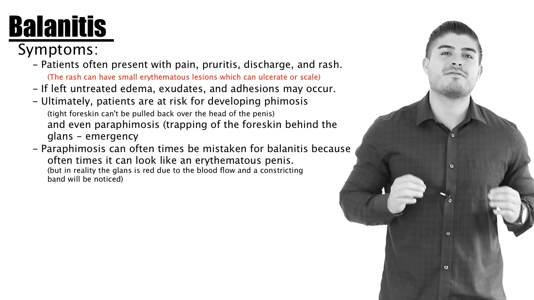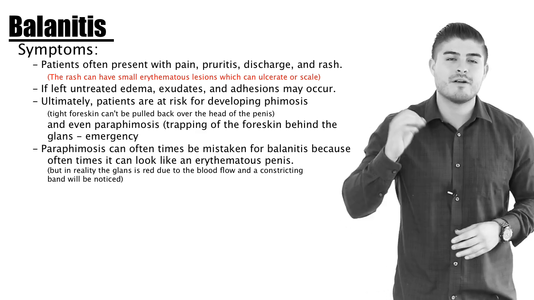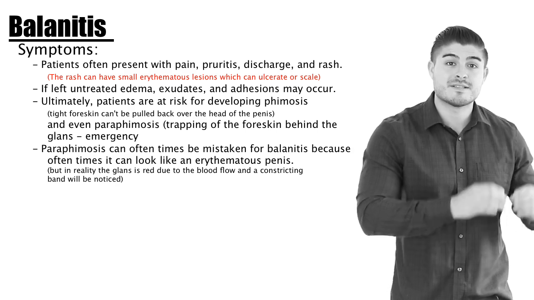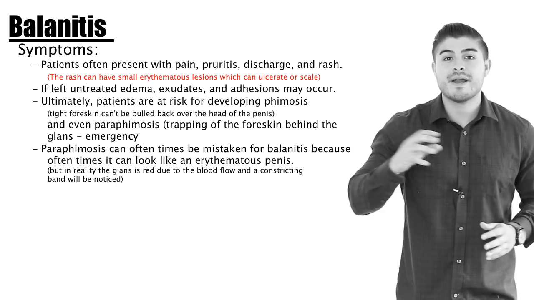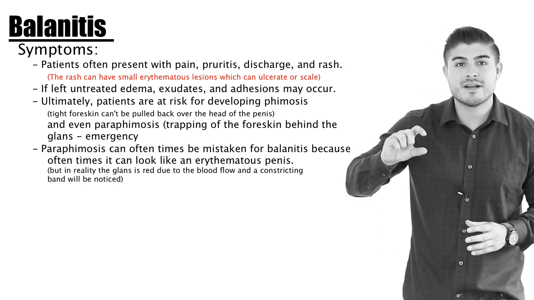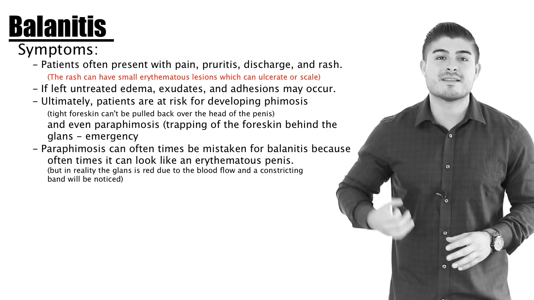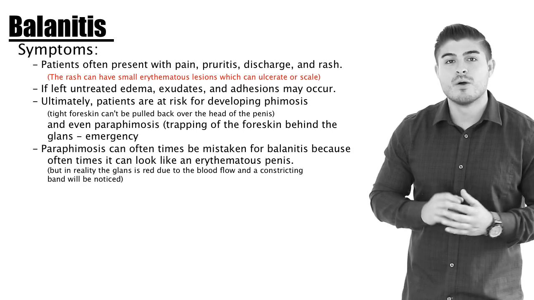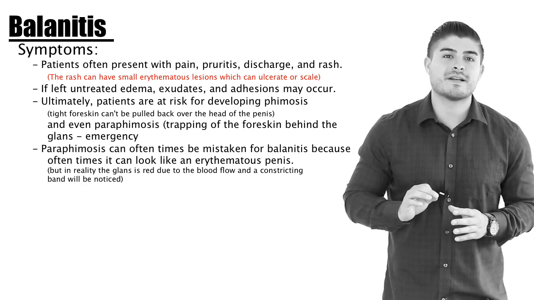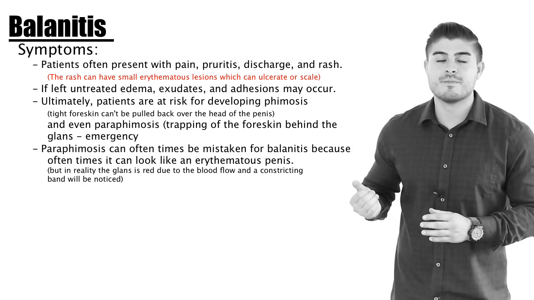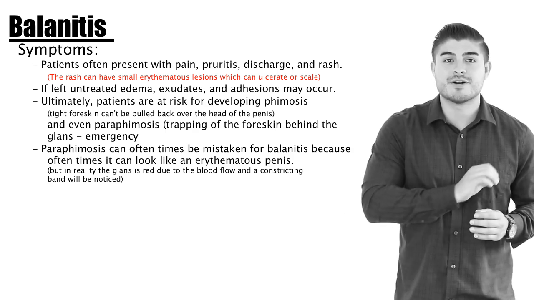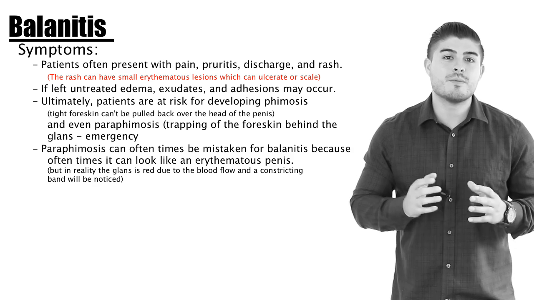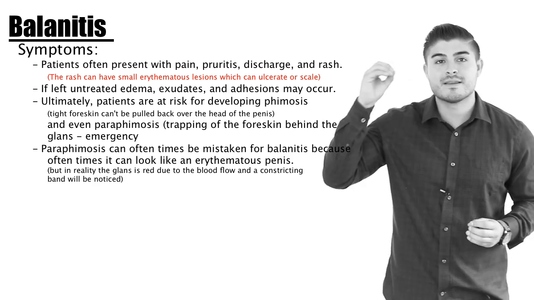Paraphimosis means we have the foreskin retracted behind the glans, causing a tourniquet effect. Now, there are times where paraphimosis can actually be mistaken for balanitis. Like we said, balanitis presents with erythema and rash. Paraphimosis can also present with a red glans, and this is because of the constricting effect of the foreskin behind the glans. This tourniquet effect is going to reduce venous outflow, but it's still going to allow for arterial inflow, which creates this erythematous glans. So don't mistake paraphimosis for balanitis.